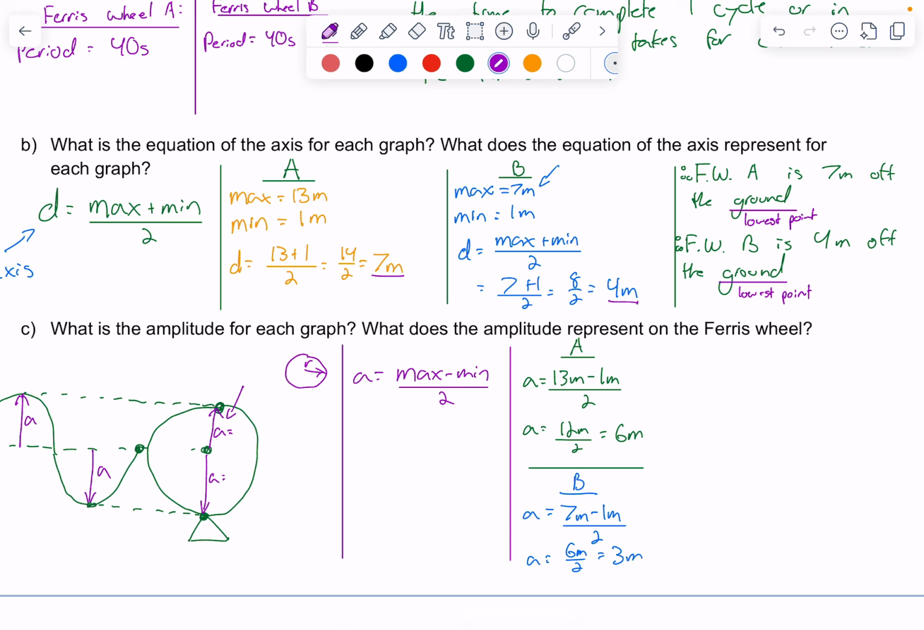So what does the amplitude represent on the Ferris wheel? The amplitude is the radius of the Ferris wheel.